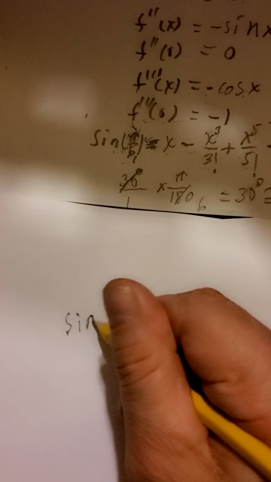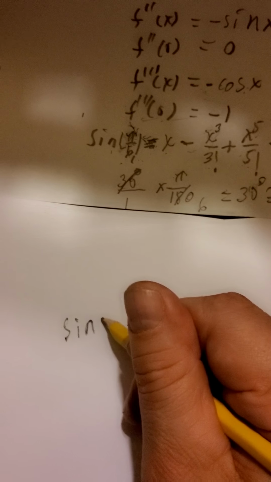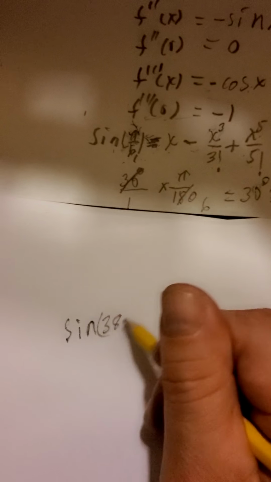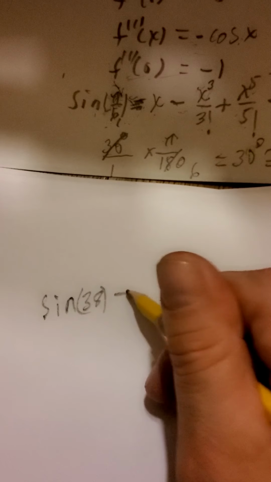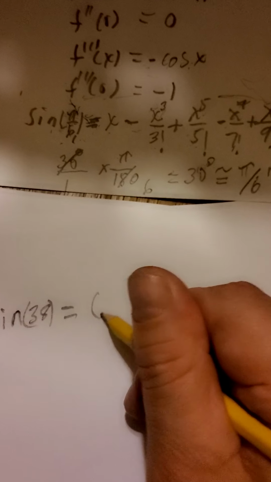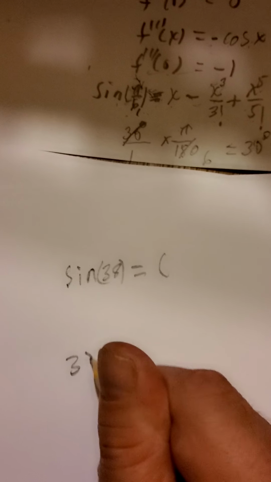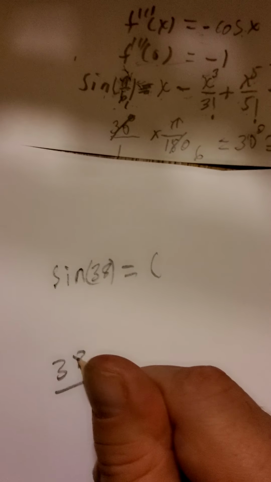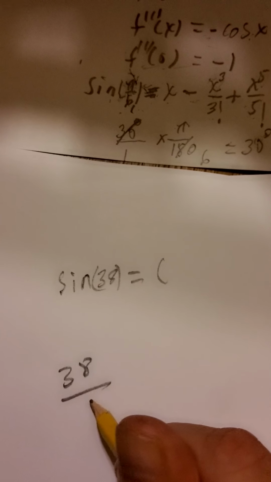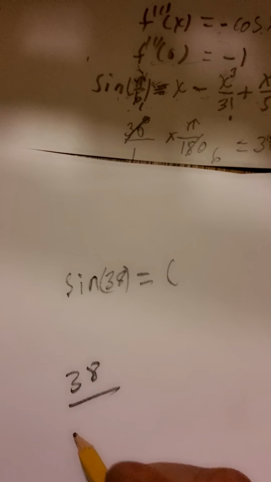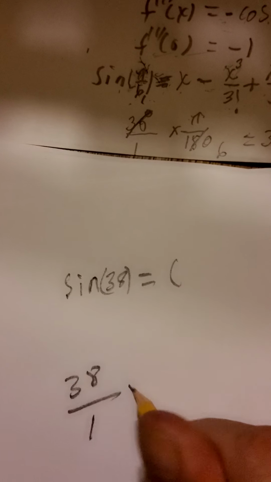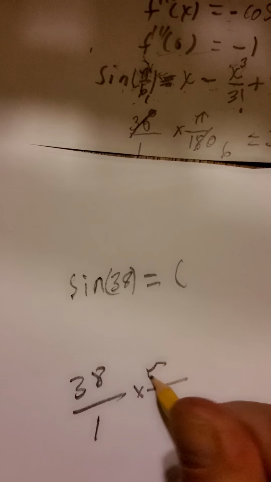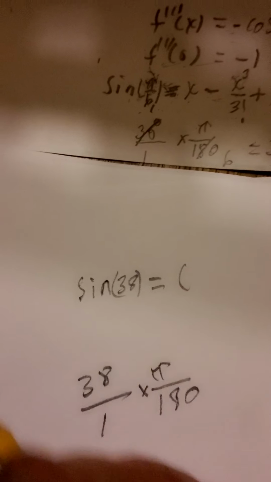So in general, if you take a calculator and you want to know the sine of, let's say, 38 degrees, your calculator is going to go like this. It's going to say 38. First thing it's going to do is convert degrees to radians. Even if you're in degree mode, it'll convert it to radians automatically. It'll say 38 over 1 times pi over 180.